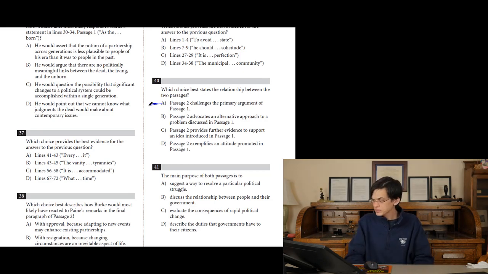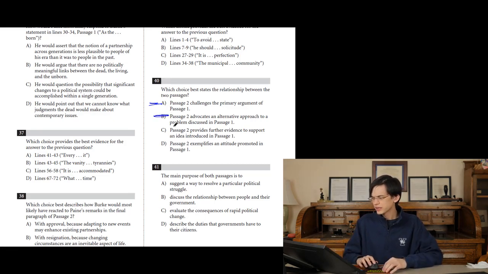What about B? Passage 2 advocates an alternative approach to a problem discussed in passage 1. Is passage 2 saying, well, passage 1 talked about A, and I'm going to talk about an alternative B? No, he's directly arguing against passage 1's belief. So passage 1 is not talking about a problem, and passage 2 is discussing an alternative approach, a different way of looking at it, a different way of solving it. No, it's not going to be B.